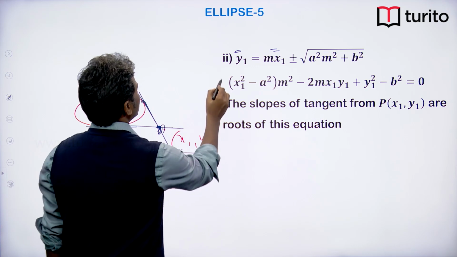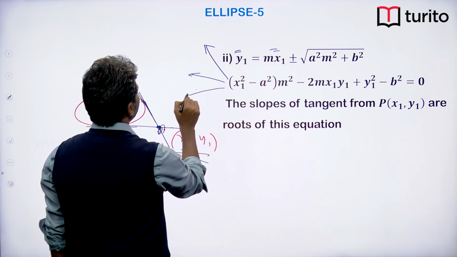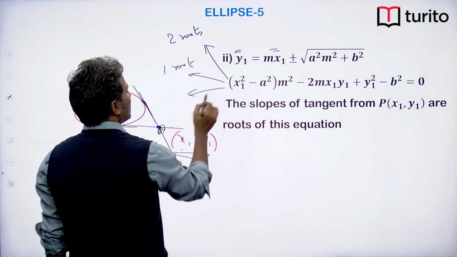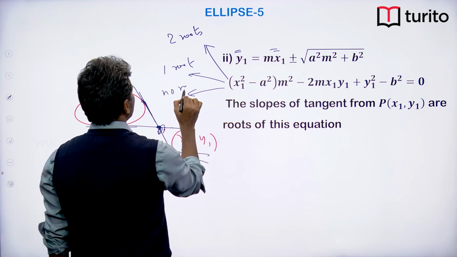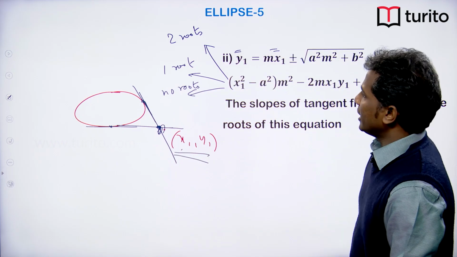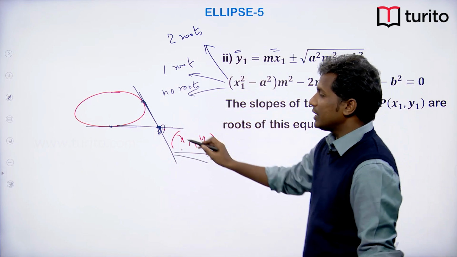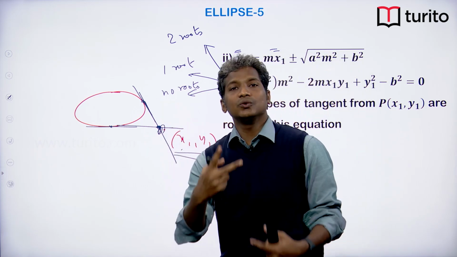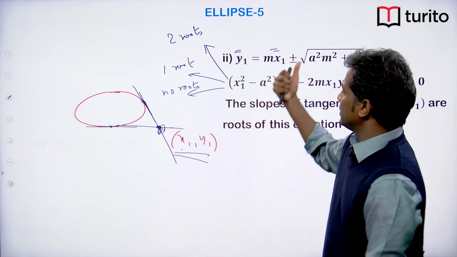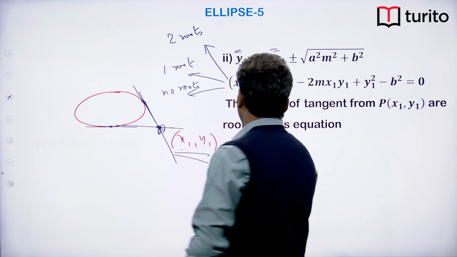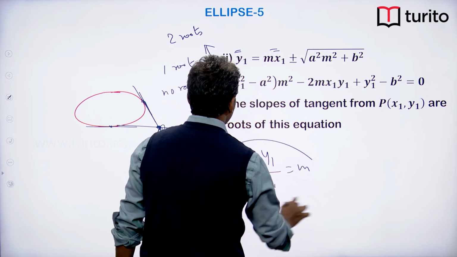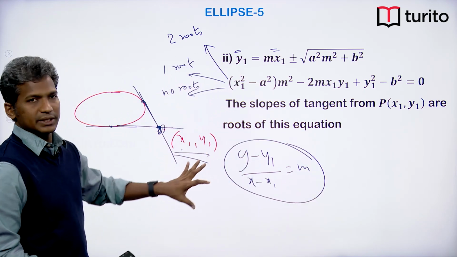So it may depend, there are total 3 cases here. One case could be 2 roots, another case could be only 1 root, and the next case could be no roots. When we say no roots, we basically mean no real values of m. When it comes to 2 roots, that means the point is outside and 2 tangents are possible through it. If we put those values of m back in that equation, or use the point slope form (y minus y1) by (x minus x1) equal to m, we will get the equation of the required tangents.